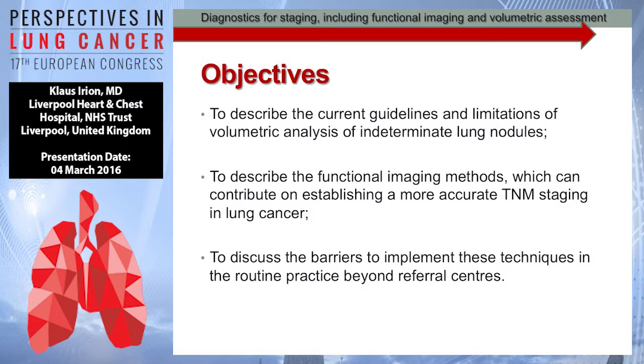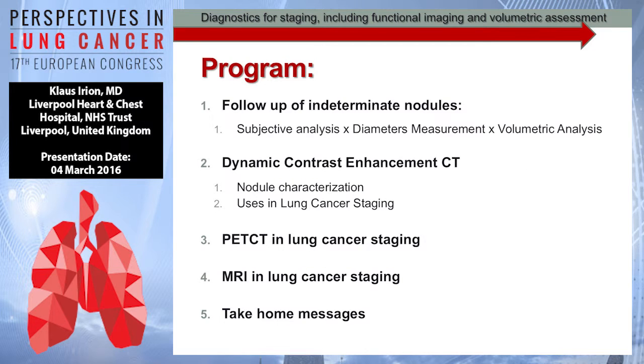My idea is we are going to try to give a slight description about what we have in the current guidelines in terms of volumetric assessment of pulmonary nodules, especially the ones below 1 centimeter, to describe the functional image methods that we can use to try to establish a more accurate TNM stage or to define better the probability of malignancy in a pulmonary nodule, and to discuss some barriers, if we have time, in the end.